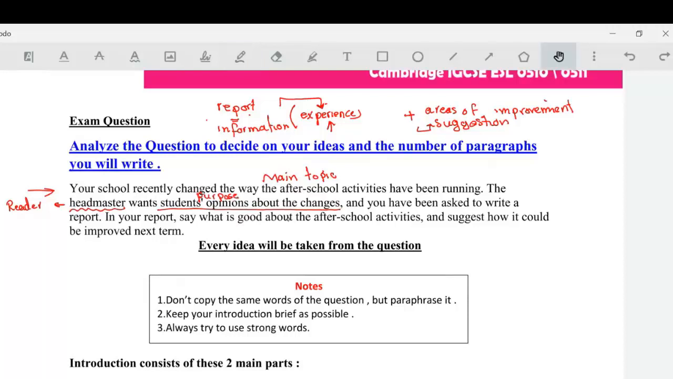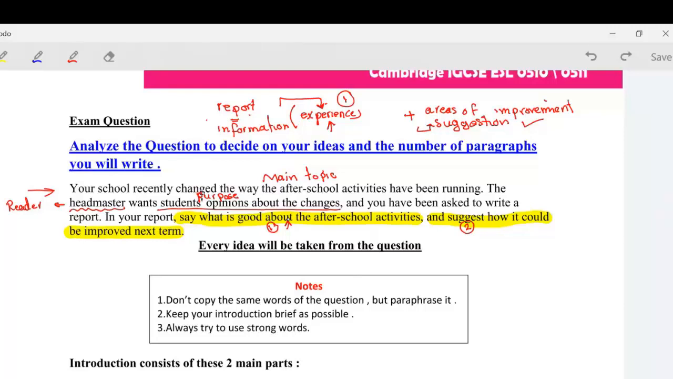Then, you have been asked to write a report. In your report, look here at what it says: what is good about the after school activities, and this is the first part I told you about. I am giving some reflections about an experience. And the second part of the experience is to suggest how it could be improved next time. So this form of question is almost similar or almost repeated. This is the form of the question.